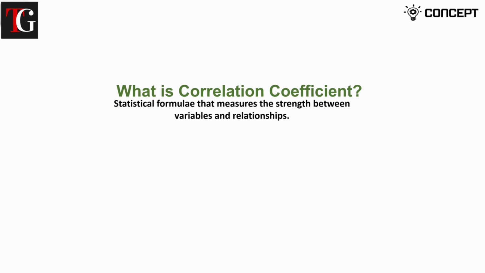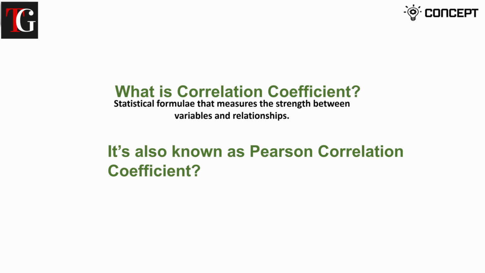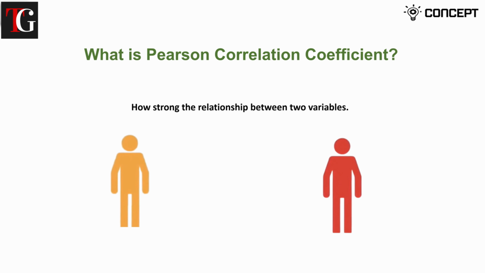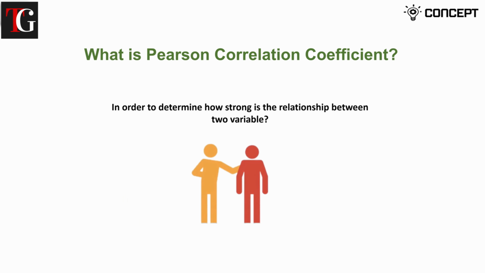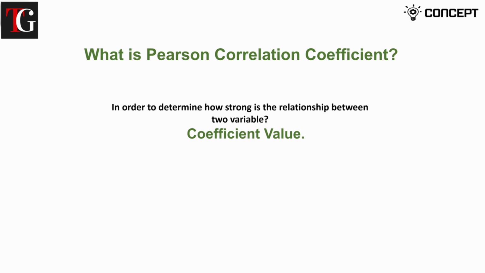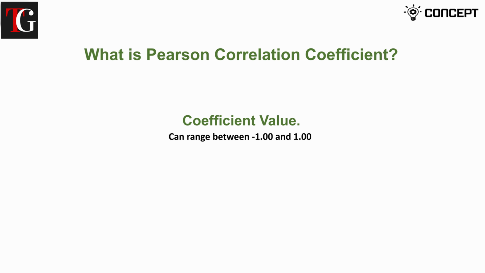What is correlation coefficient? A statistical formula that measures the strength between the variables and relationships. It's also known as Pearson correlation coefficient. What is Pearson correlation coefficient? It tells about how strong the relationship is between any two variables. In order to determine how strong the relationship between two variables is, we make use of the coefficient value. Coefficient value can range from -1 to 1.